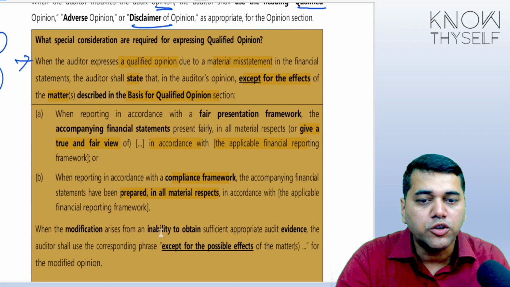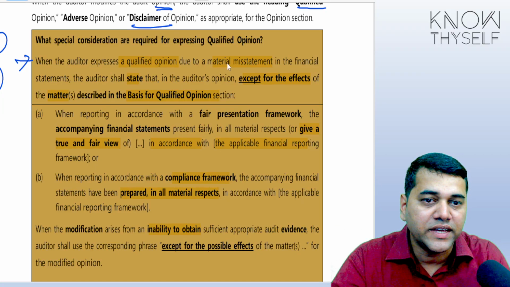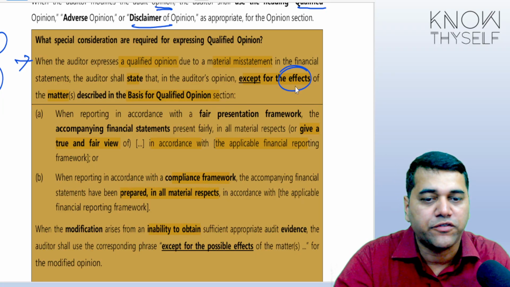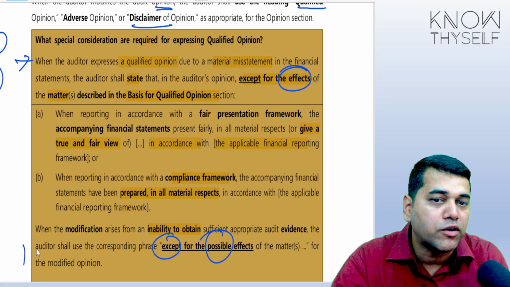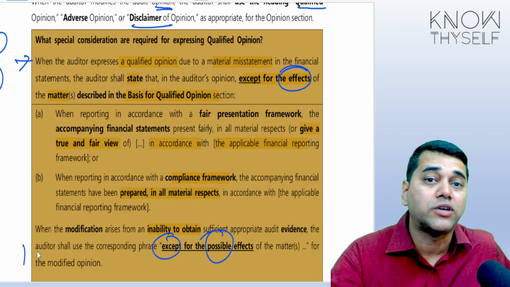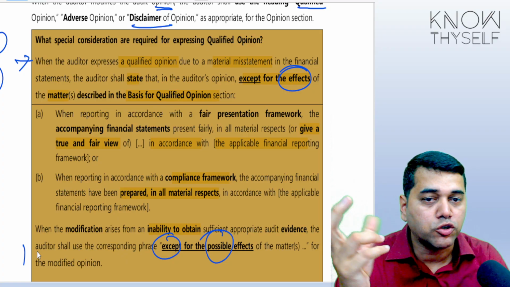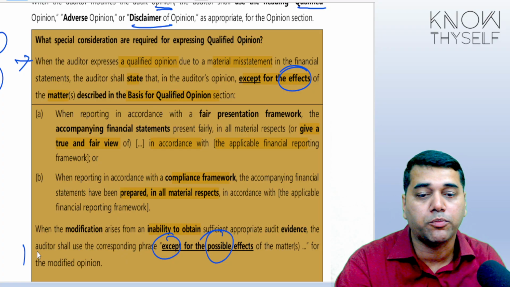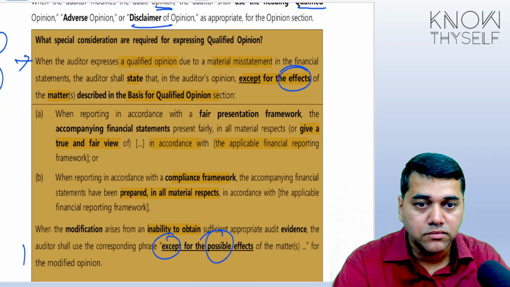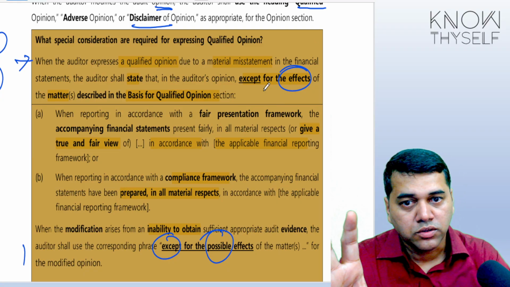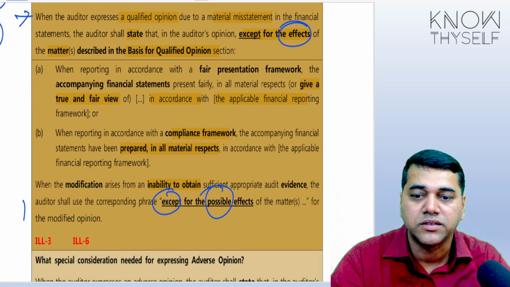And if it is because of the inability to obtain evidence, that means you didn't get the evidence, then you cannot say except for the effects, because you don't know the effect. You should say except for the possible effects. So all these elements will carry 1 mark, students, because they are going to ask you to draft. So you have to learn it. From the question you should identify whether the evidence was obtained or not obtained. If the evidence is not obtained, then you should have the words possible effects. Follow? So this is how it's going to change. Let us see illustration number 3 and illustration number 6.